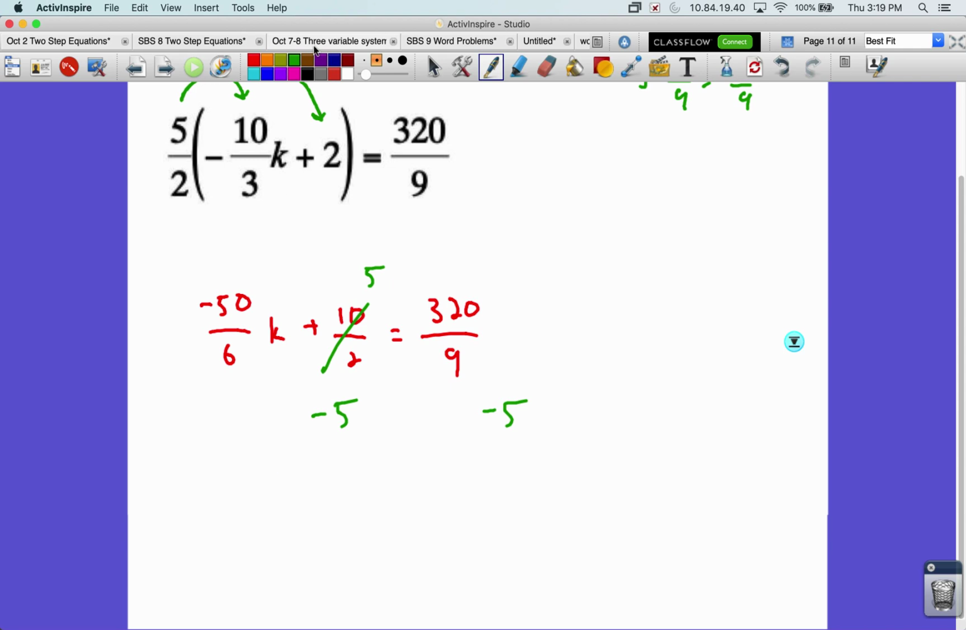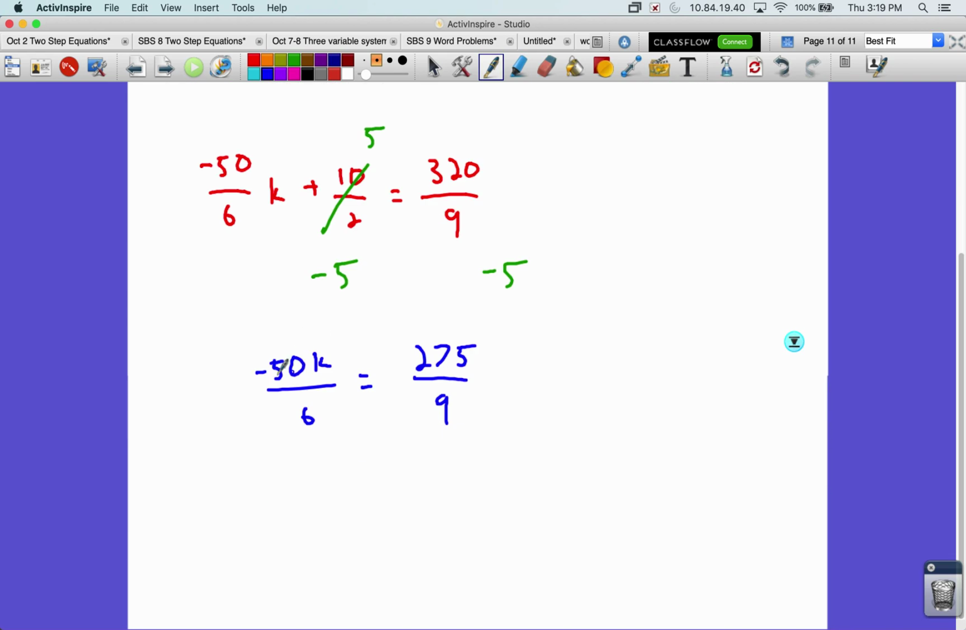So now I've got negative 50k over 6 equals 275 over 9. Let's see, is this divisible by 9? No, the digits don't add up to something divisible by 9. Is it divisible by 3? No, it doesn't add up to anything divisible by 3. And I can get rid of the 50 and the 6 in one move if I multiply by the reciprocal, 6 over negative 50.